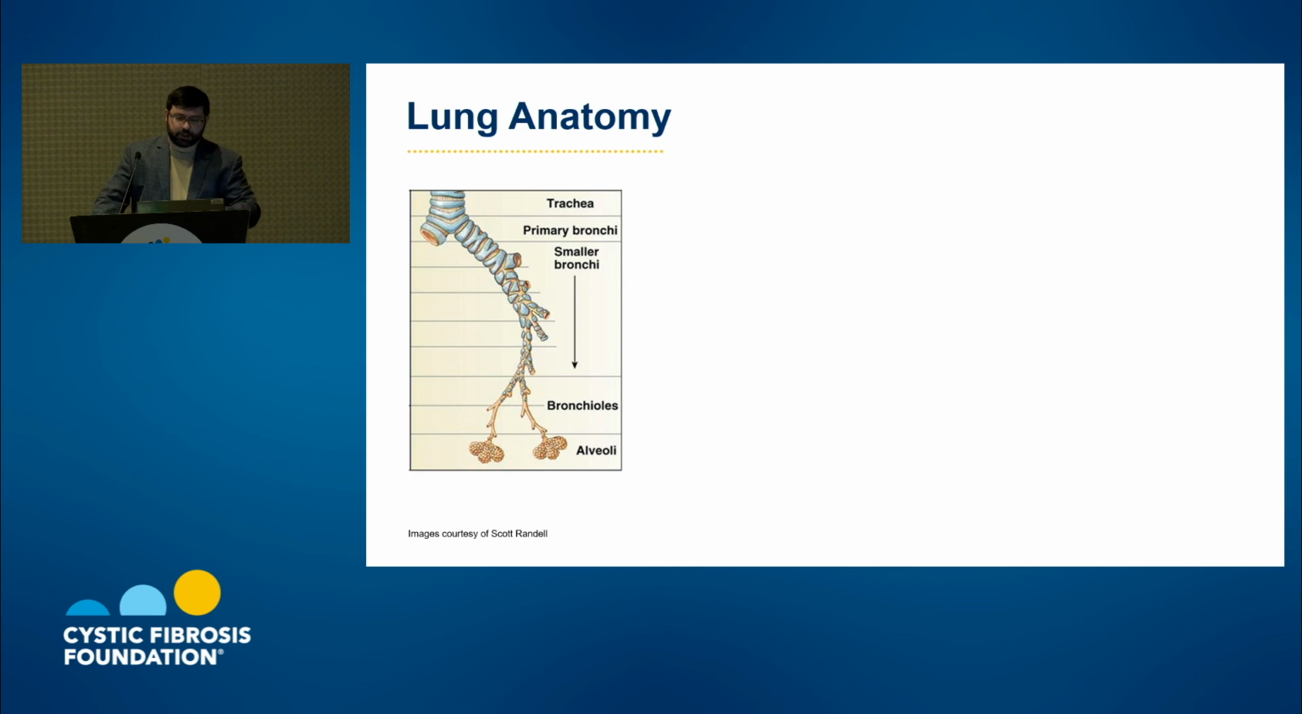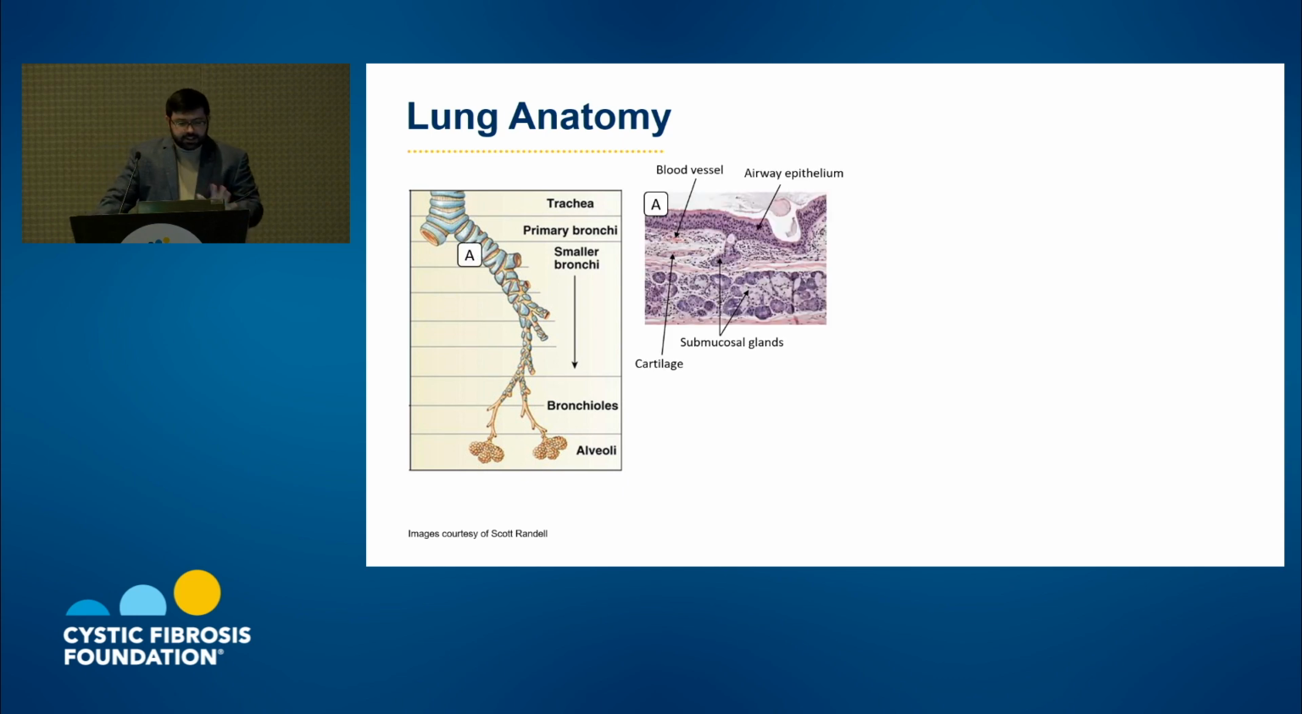So this is a cartoon of basically what the lung tree looks like, all the way from the trachea at the very top, all the way down to the alveolar space where gas exchange occurs. And the cells that line your airway, the anatomy of that looks different as you move down to smaller and smaller airways, ultimately to where you reach the alveoli. So this is just a highlighted image of a cross-section of what your epithelium looks like. So this is more your primary bronchi. So it's a very large airway.